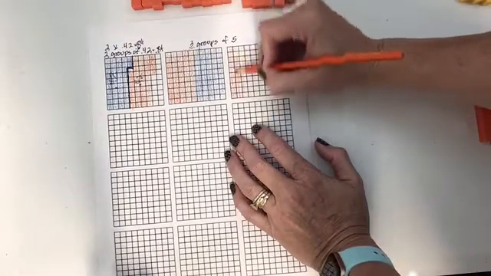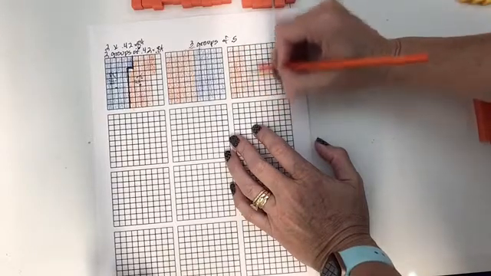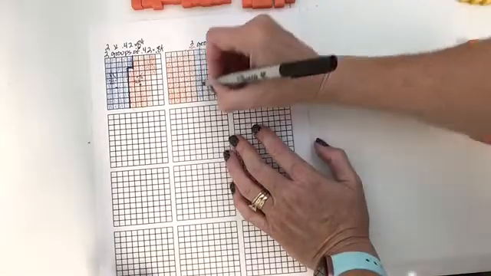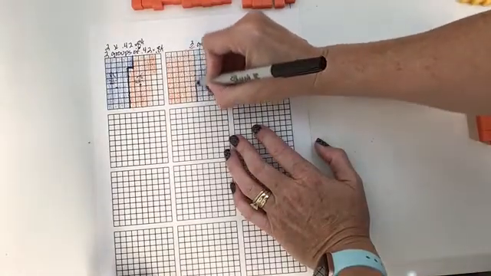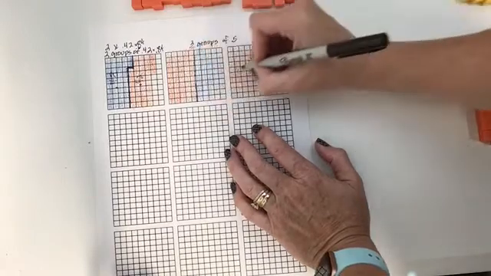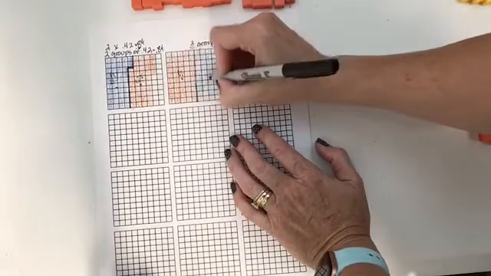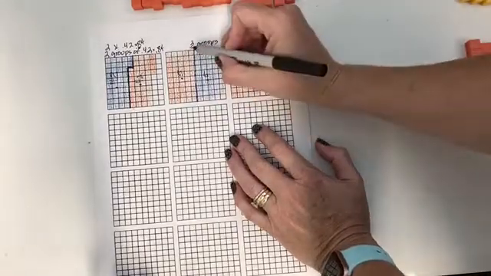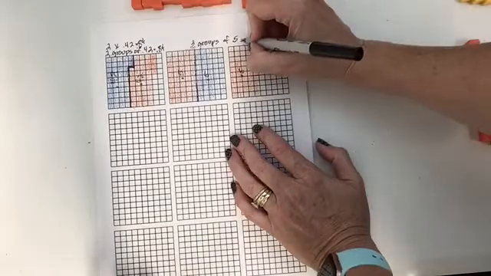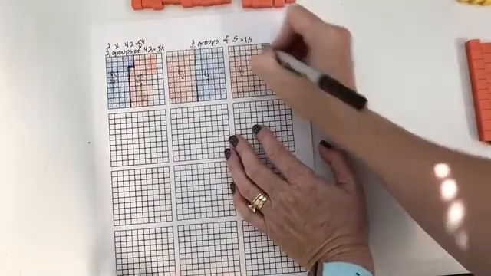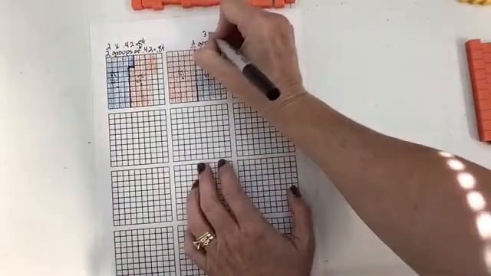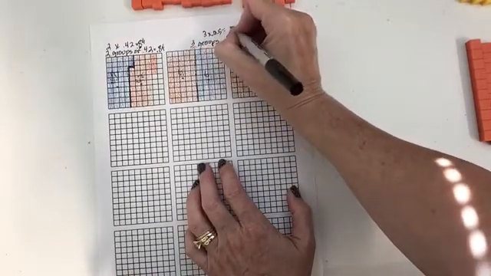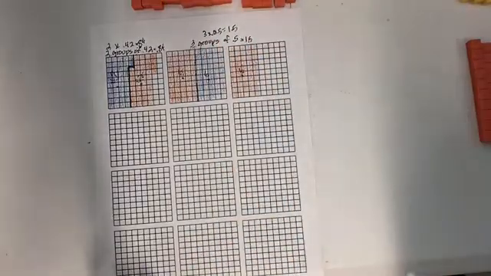1, 2, 3, 4, 5/10. And I'm going to label it. I'm going to draw my lines so I can see my equal groups. This is 5/10, this is 5/10, and this is 5/10. So 3 groups of 5/10 equals 1 and 5/10. And I can also write that as 3 times 5/10 equals 1 and 5/10.